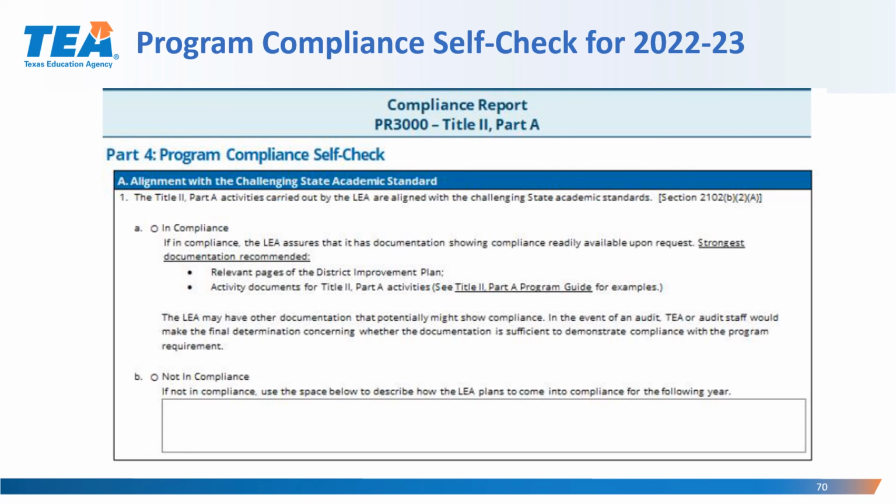Here's an example of one of the program compliance self-check items. As you can see, the answer choices are in radio buttons. If the LEA selects not in compliance, the LEA will have space to describe their plan to be in compliance next year.